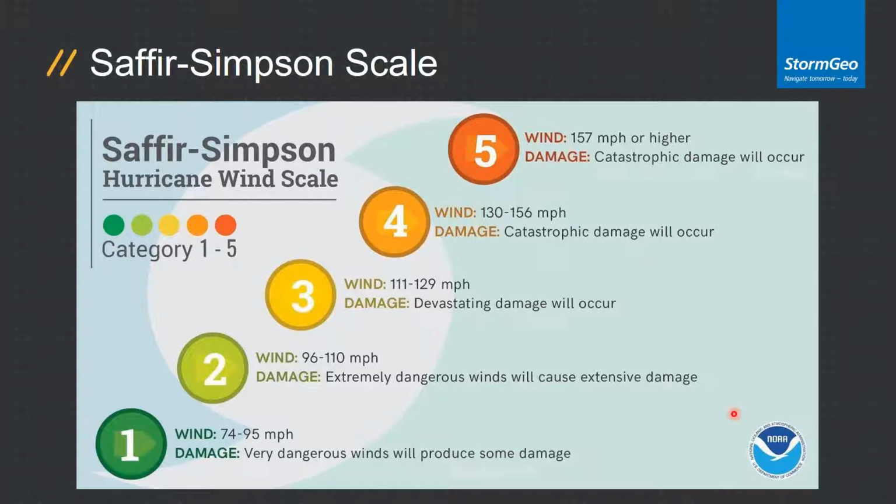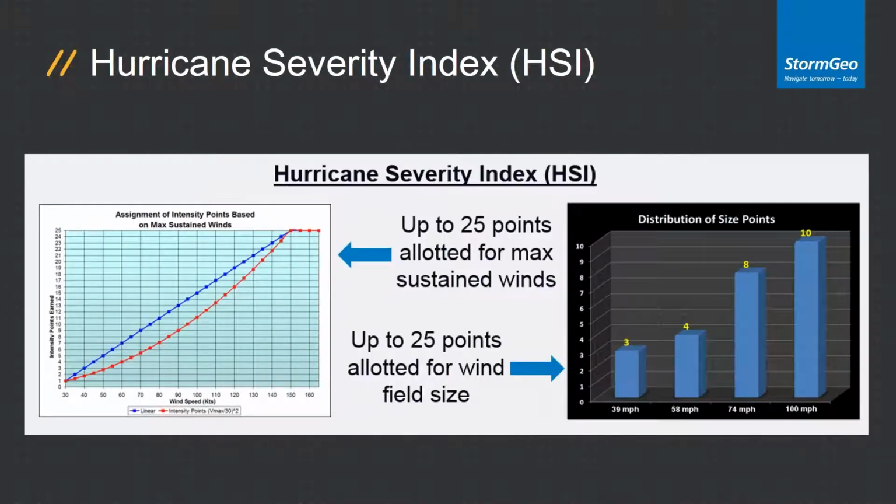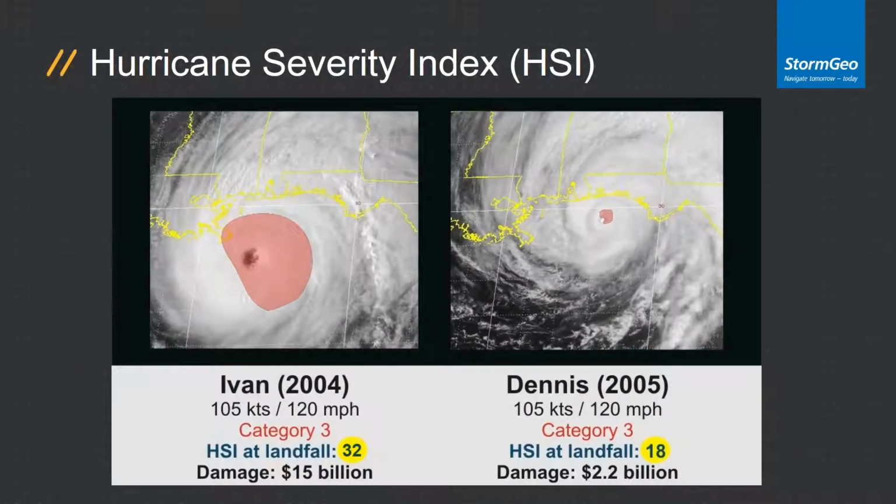So if there was a storm and a hurricane hunter dropped a dropsonde into it and found a maximum sustained wind of 120 miles per hour in the eyewall, it's automatically categorized as a Category 3 storm because it has 120 mile per hour winds. But not all storms are created the same. So what we came up with is a Hurricane Severity Index, or HSI. It's a 50-point scale where we have 25 points for the winds, but also 25 points for the wind field size. And this next graphic really illustrates this in good detail.